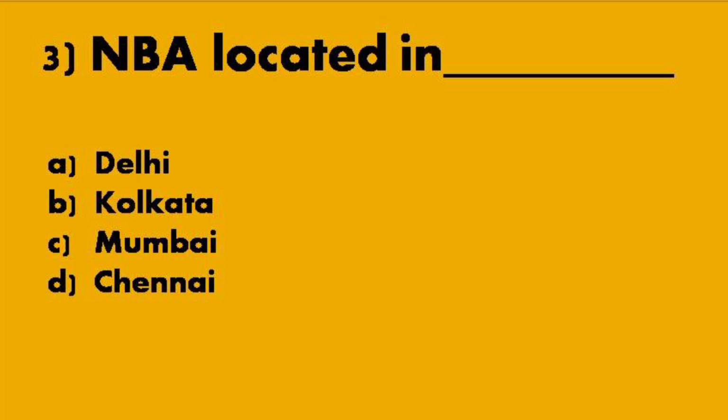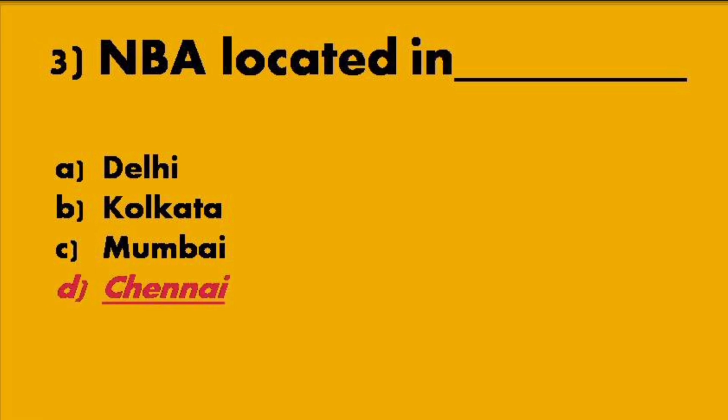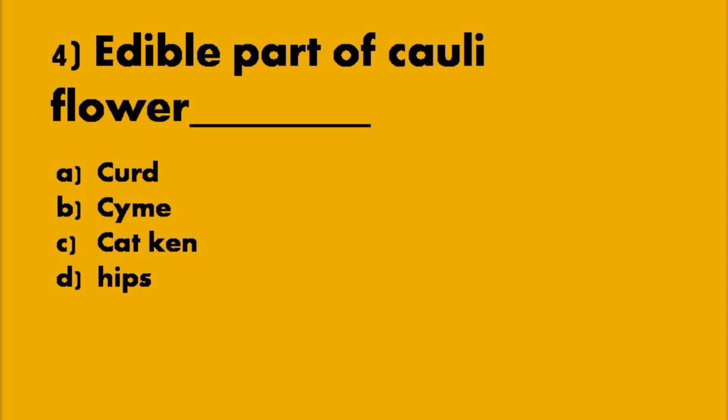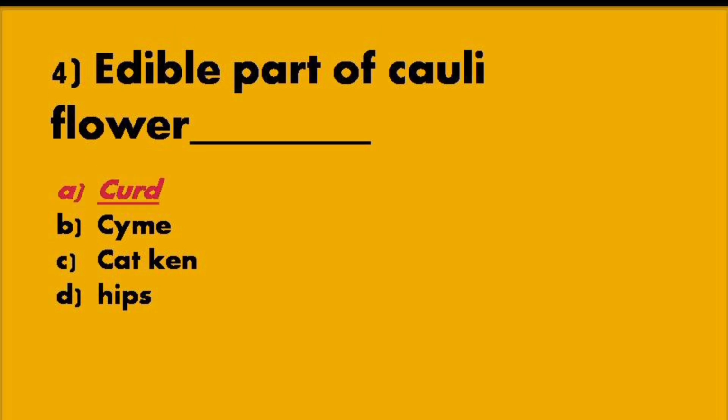Option A, Delhi. Option B, Kolkata. Option C, Mumbai. Option D, Chennai. Answer, option D, Chennai. Fourth question, edible part of cauliflower is dash. Option A, curd. Option B, cyme. Option C, catkin. Option D, hips. Answer, option A, curd.